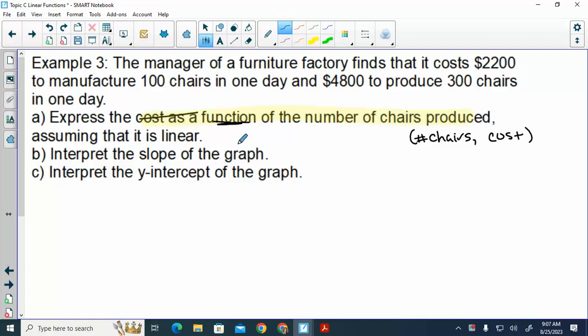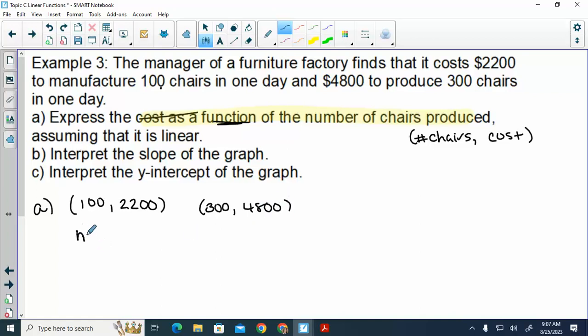Did you guys use X and Y? I think everybody did for your variables. I didn't tell you otherwise. So if we have two ordered pairs: 100 chairs cost $2,200, 300 chairs cost $4,800.